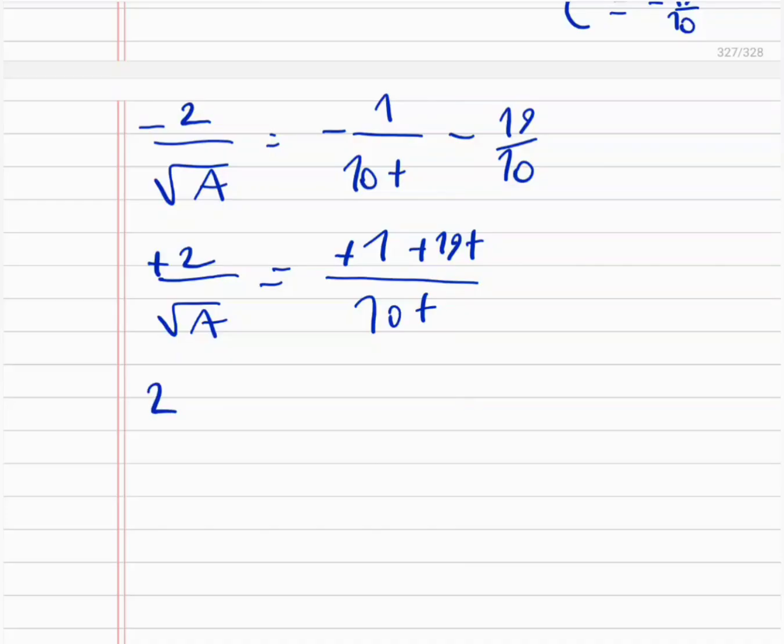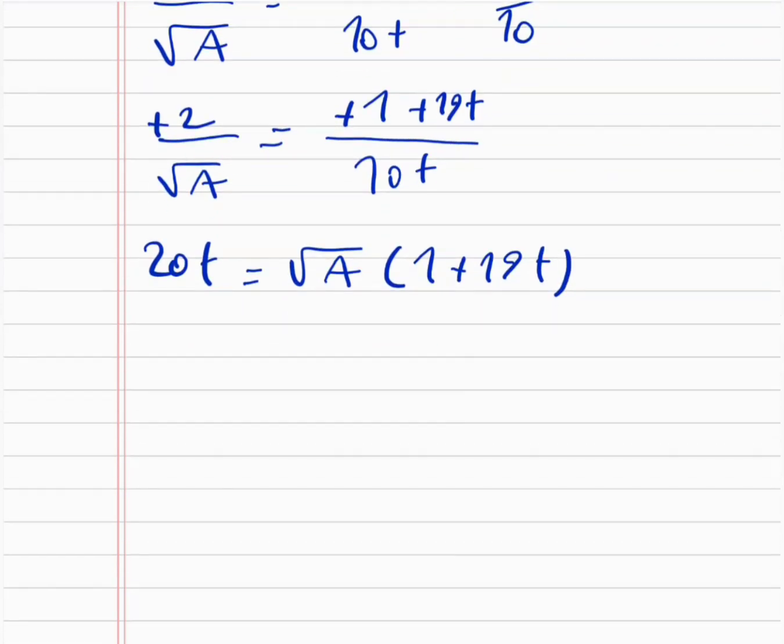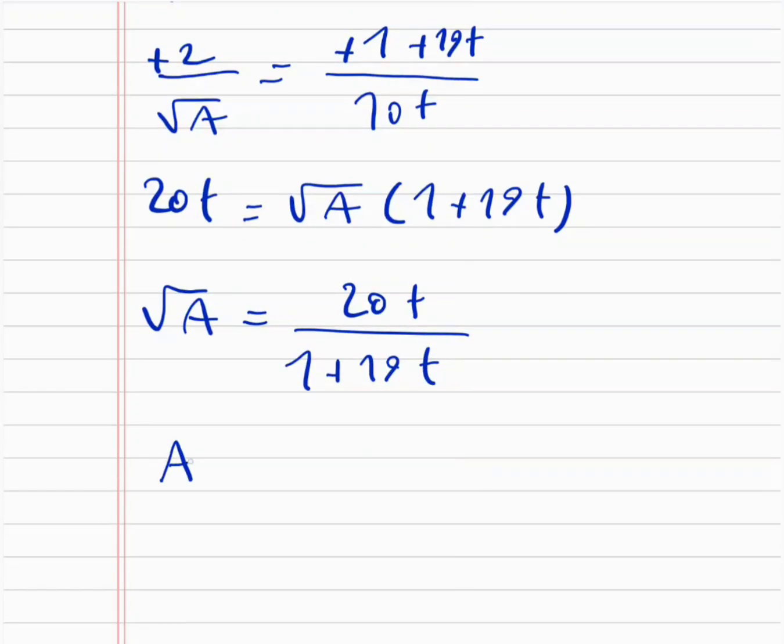So we can do cross multiplication first, so that gives us 20t is equal to root A times 1 plus 19t. And now let's divide both sides by 1 plus 19t. So we'll have root A is equal to 20t over 1 plus 19t. And finally, we just square both sides, so we get A, which is equal to 20t over 1 plus 19t squared.